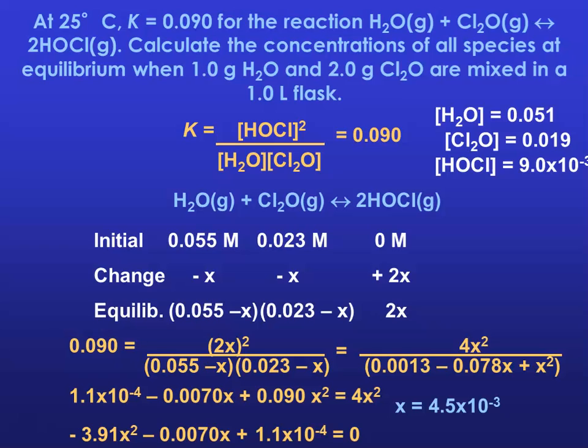I would then plug that x into my equilibrium concentrations for water, dichlorine monoxide, and HOCl. And that's when I got 0.051, 0.019, and 9 times 10 to the negative third.